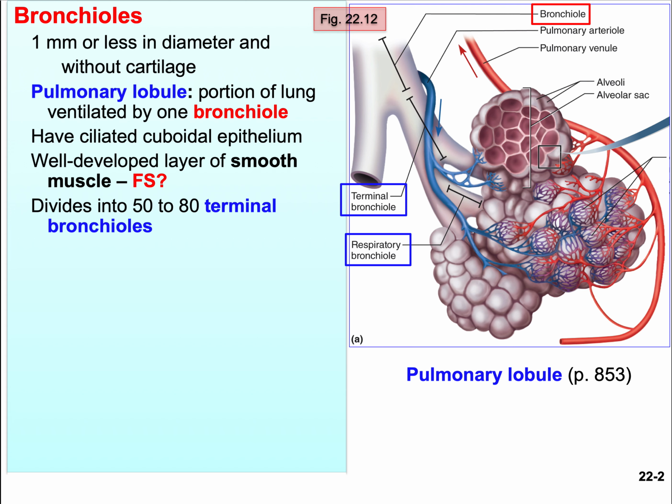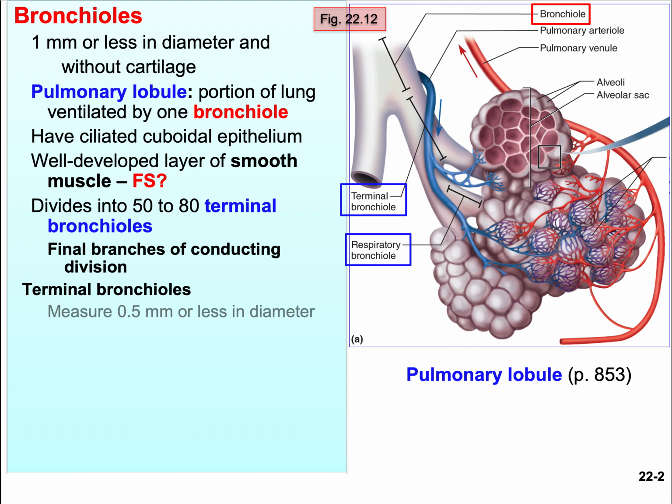So a bronchiole is going to divide up into, as you can see, we're just looking at one or two of them here, terminal bronchioles. So a bronchiole divides into terminal bronchioles. And these are the final branches, as you can see, into the respiratory system. Terminal bronchioles are about half the diameter. And interestingly, they don't have any of the mucus glands or goblet cells.